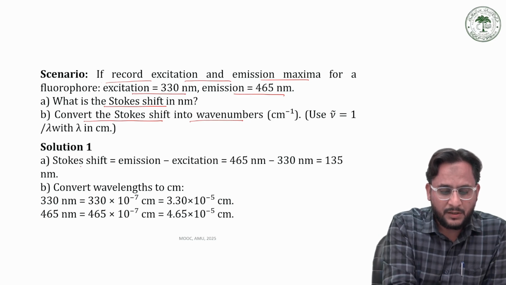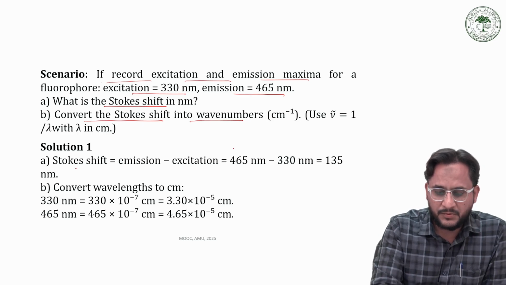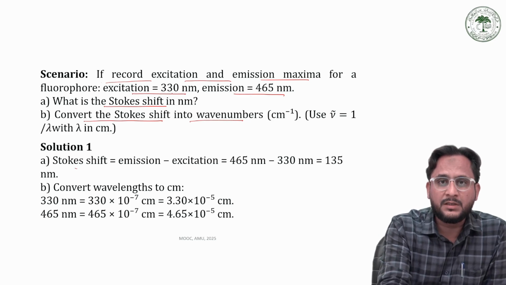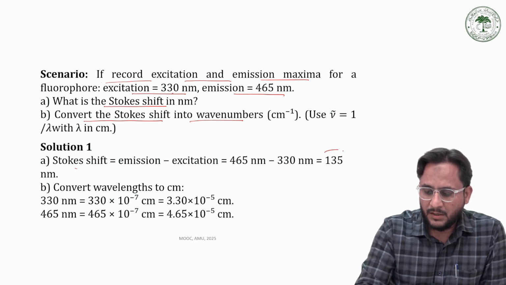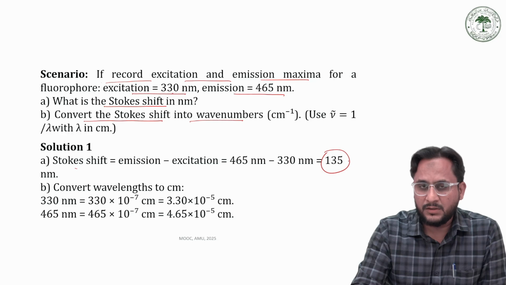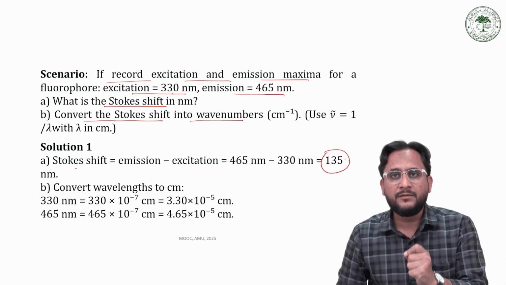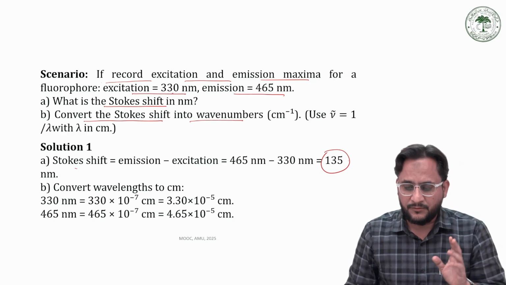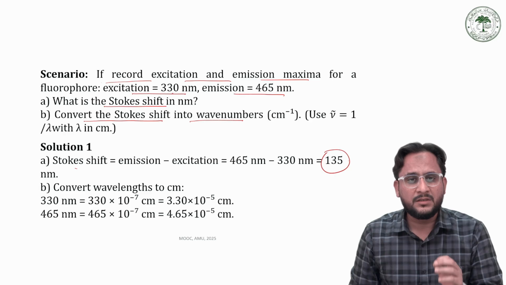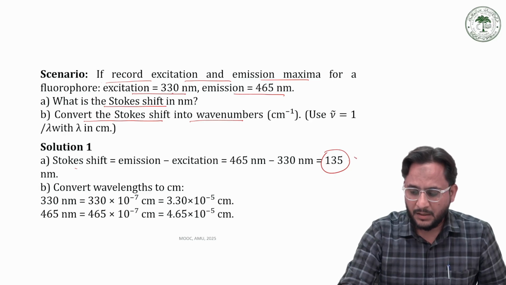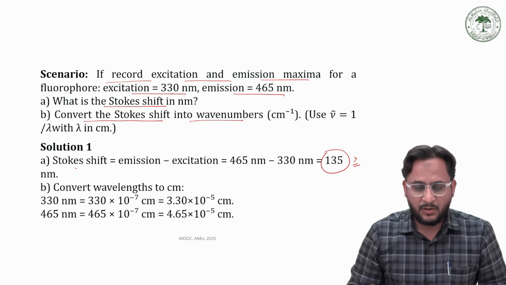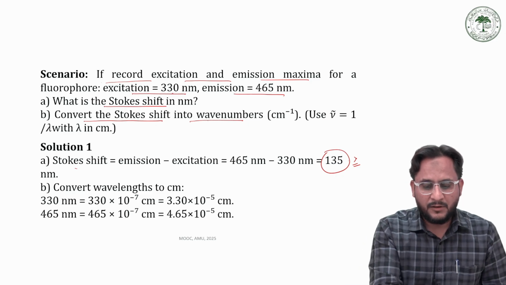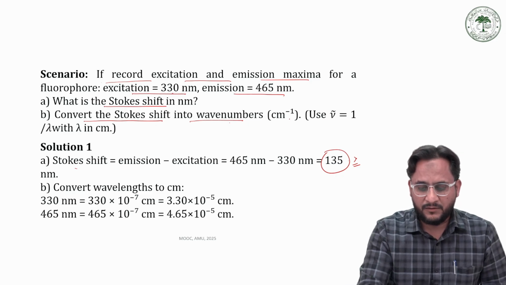First of all, we calculate the Stokes shift just by subtracting 330 from 465. We get 135 nanometers. So this 135 nanometer is the Stokes shift, meaning it is the difference in the wavelength maxima.